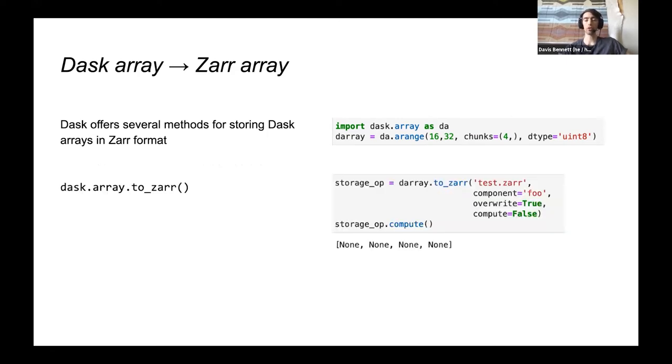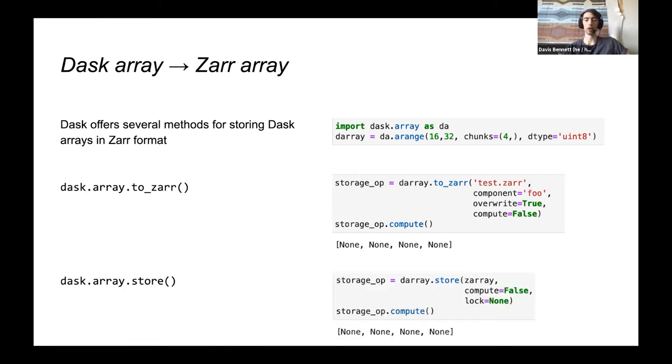So there's the Dask array to zarr method, which is just on Dask arrays. And what this does is basically it will create everything. It will create the group, it will create the array, and it will complain if there's no array already there. And by default, it just computes stuff. So here I'm returning essentially the delayed operation, and then I compute it.